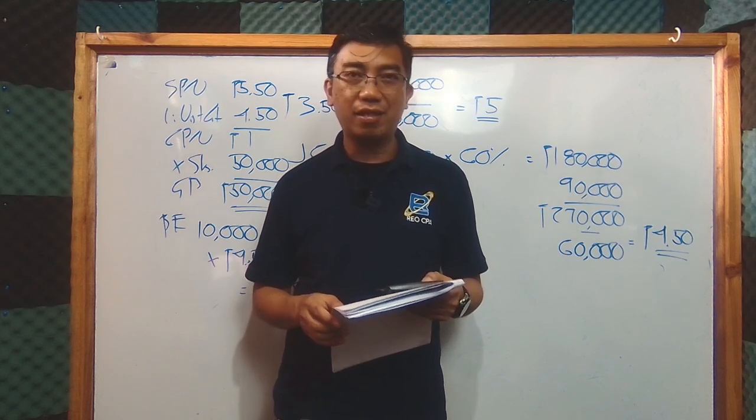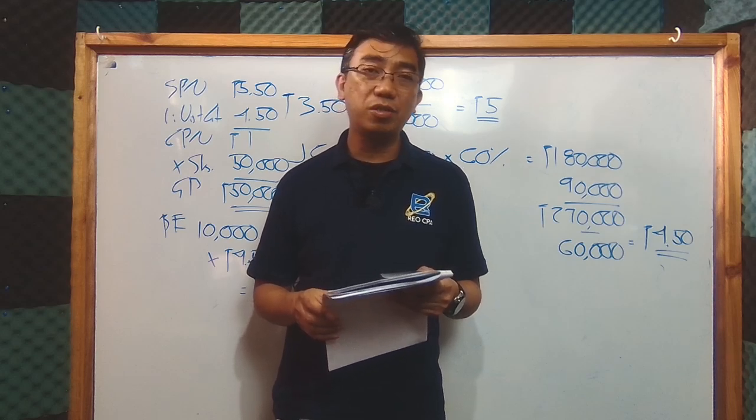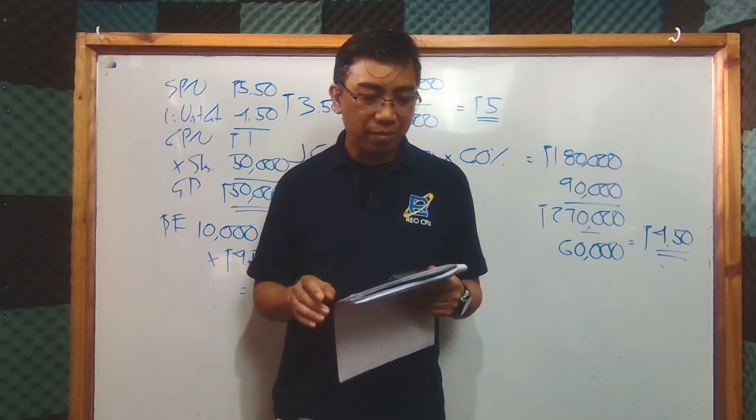Lugi ka ng 10,000. So, what should happen to product B? Product B should be sold at split-off point. Now, let us check product C.